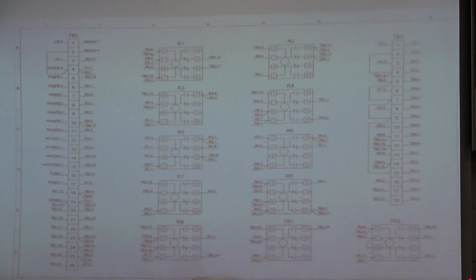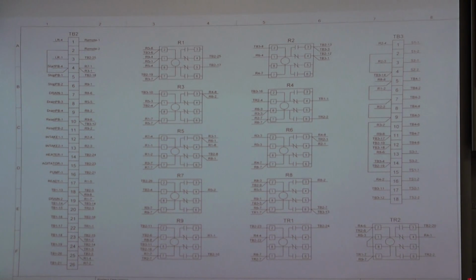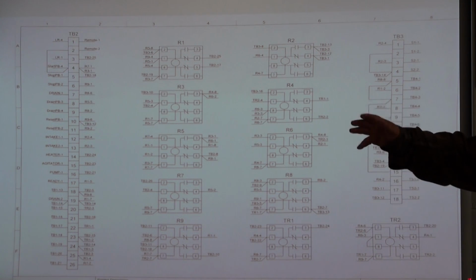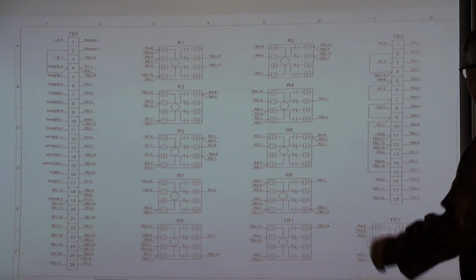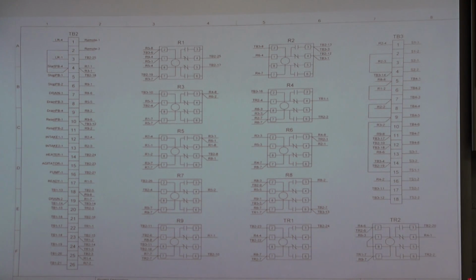So that's page 3. Page 4, you should recognize a lot of these. What do you see? That's right. It's like the guy from Toy Story. Relays everywhere. Buzz Lightyear. Nice. And a terminal block and some other things. And last but not least, page 5.